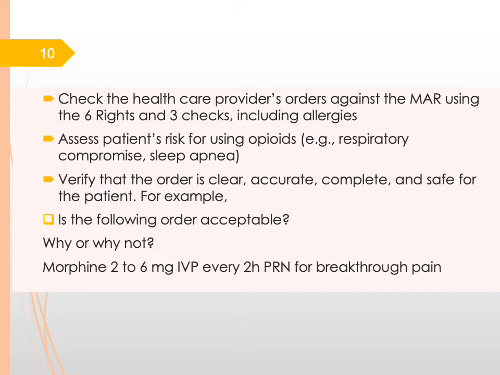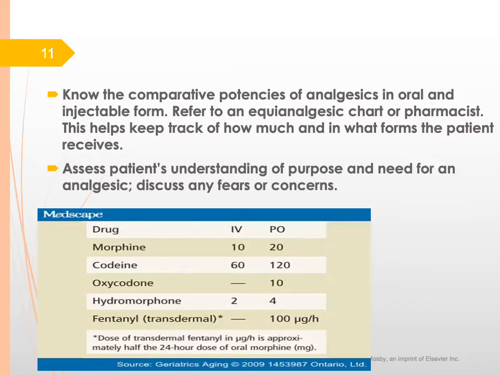So morphine 2 milligrams, IV push every 2 hours, PRN for pain level 6, or 6 through 8 maybe. And then the higher, morphine 6 milligrams, IV push every 2 hours, PRN for pain level 8 to 10. So it needs to be more specific. It's not recommended that you do a range. It should be specific. Okay.